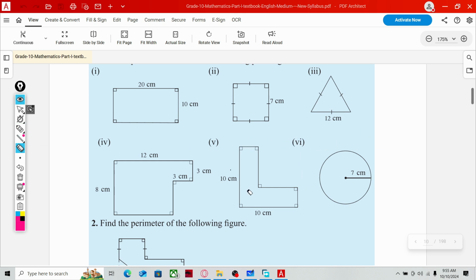Right. Let's go to the next one. So the next one is a bit special. What is it? It's a circle, right? Let's draw the circle.